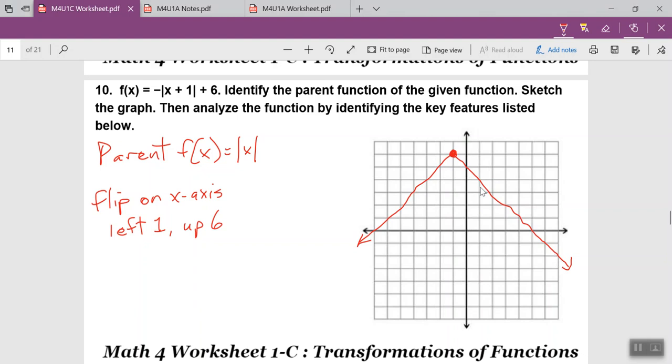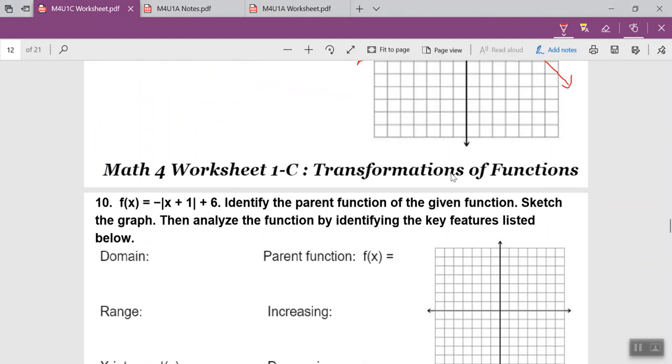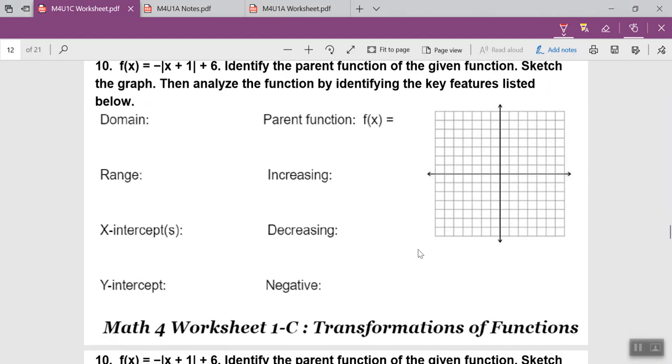So we have flipped it on the x-axis. It's now pointing down instead of up, and we moved the vertex left 1 and up 6. So we should be good to go. We sketched the graph, we identified the parent, and now we identify the key features. If we have this over 1 and up 1, 2, 3, 4, 5, 6, we are going down like this, and we are going down like that.